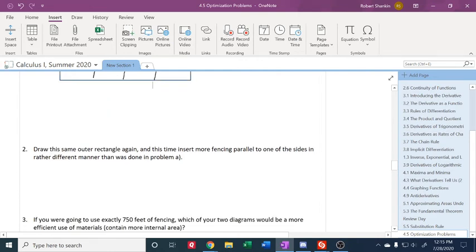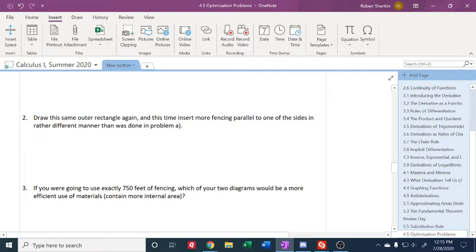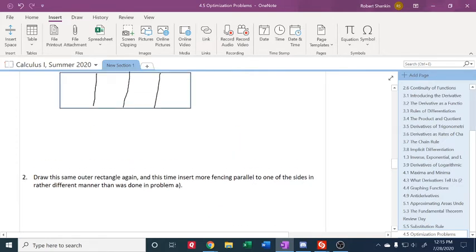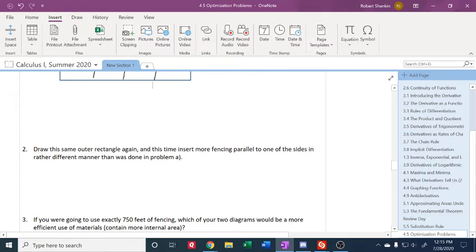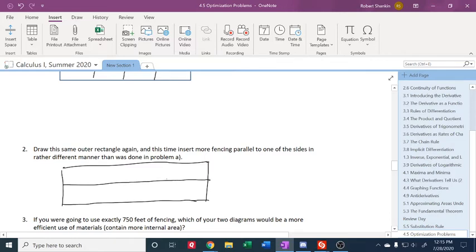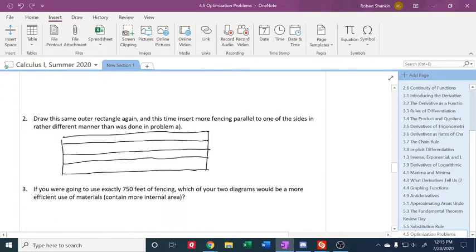Now, I'm going to do number 2. Draw this same outer rectangle again. This time insert more fencing parallel to one of the sides in a rather different manner. Alright, so to do it in a rather different manner, this was my original rectangle. Parallel to one of the sides would have to be doing the same kind of idea. Cut it in half, cut each of these in half. Like this. Insert fencing parallel to one of the sides in a rather different manner. Okay.